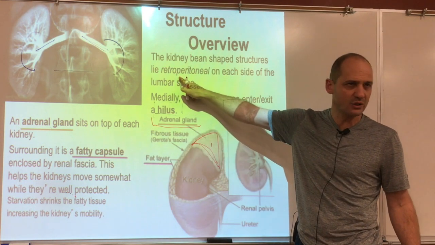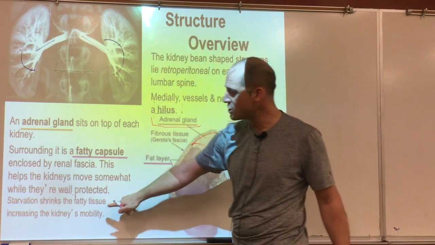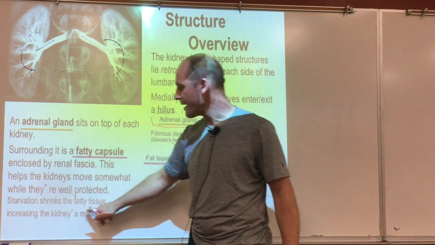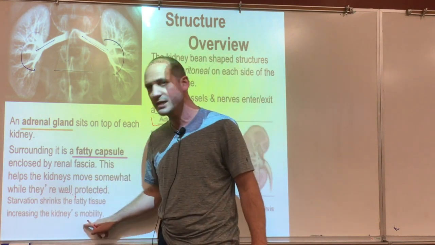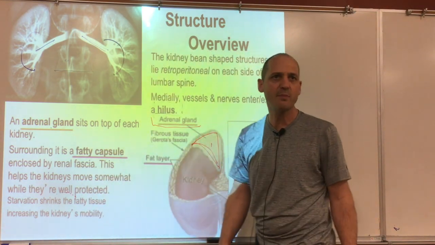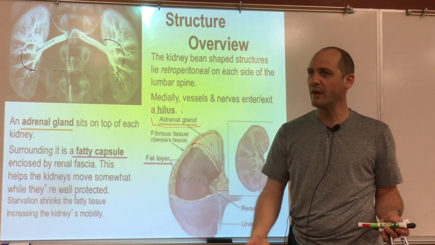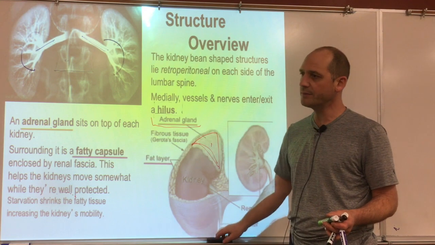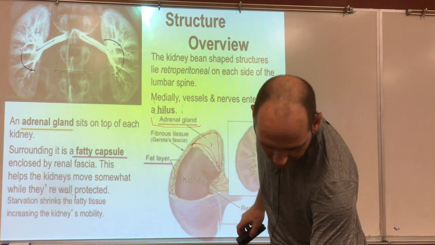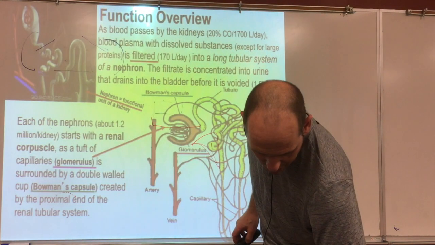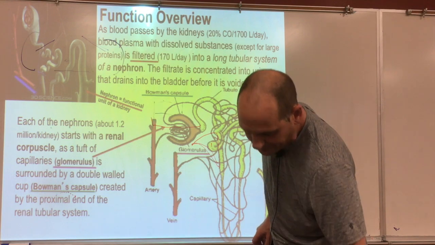We need that protection. If we have a starvation, shrinking that, and that increases the kidney's mobility, and then we have a problem with the water balance, and that's kwashiorkor. We get the big belly in the children, and they're starving. So that's not a good sign.